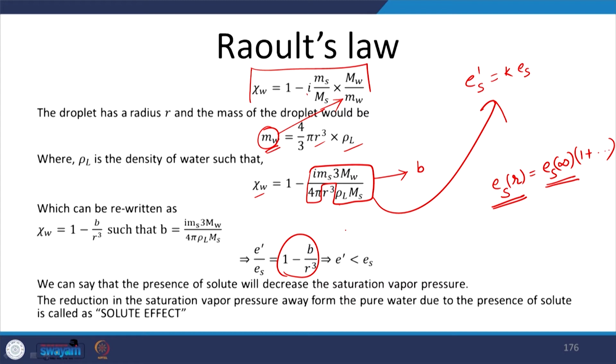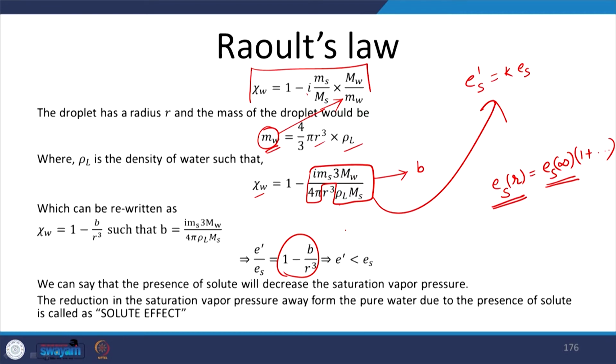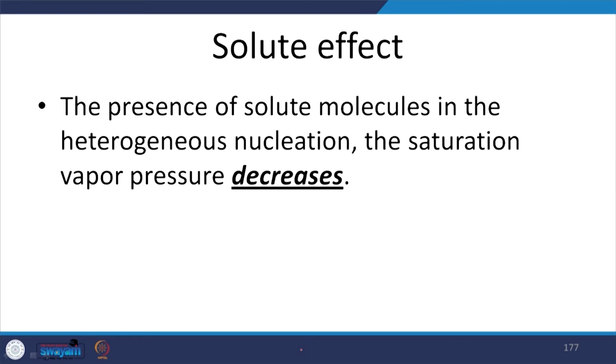The reduction in the saturation vapor pressure away from the pure water due to the presence of solute is called the solute effect. Now we have eventually seen how we can write the saturation vapor pressure over a plane surface of water. So this is what is called the solute effect. So the presence of solute molecules in heterogeneous nucleation makes the saturation vapor pressure decrease.